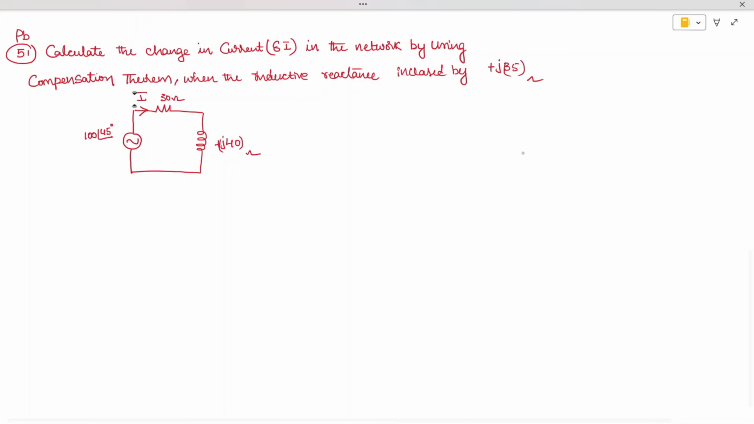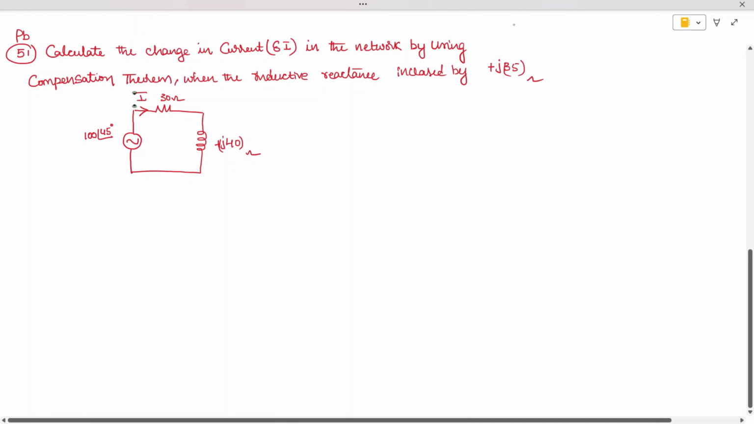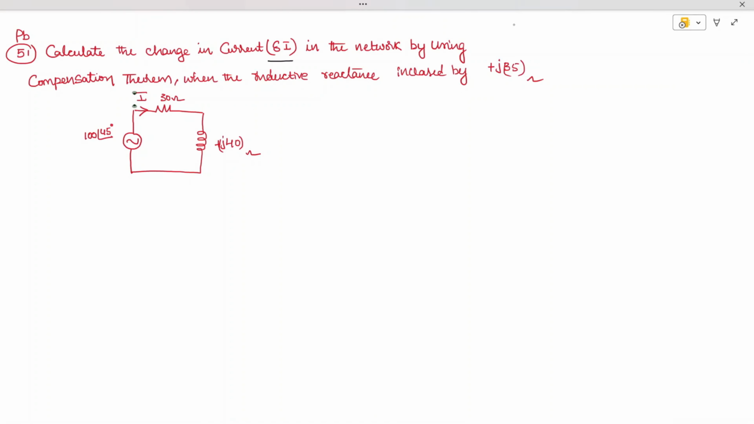Today we are going to solve problem number 51. This is on the compensation theorem. The question is: calculate the change in current delta I using the compensation theorem when the inductive reactance, which is already J40, is changed to J35 ohms. So we are asked to find the change in current delta I using the compensation theorem.